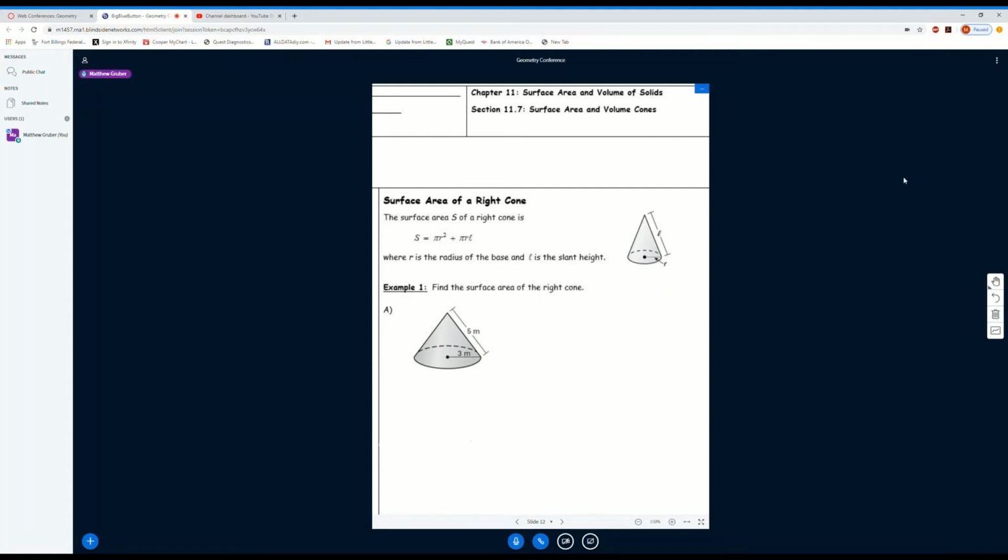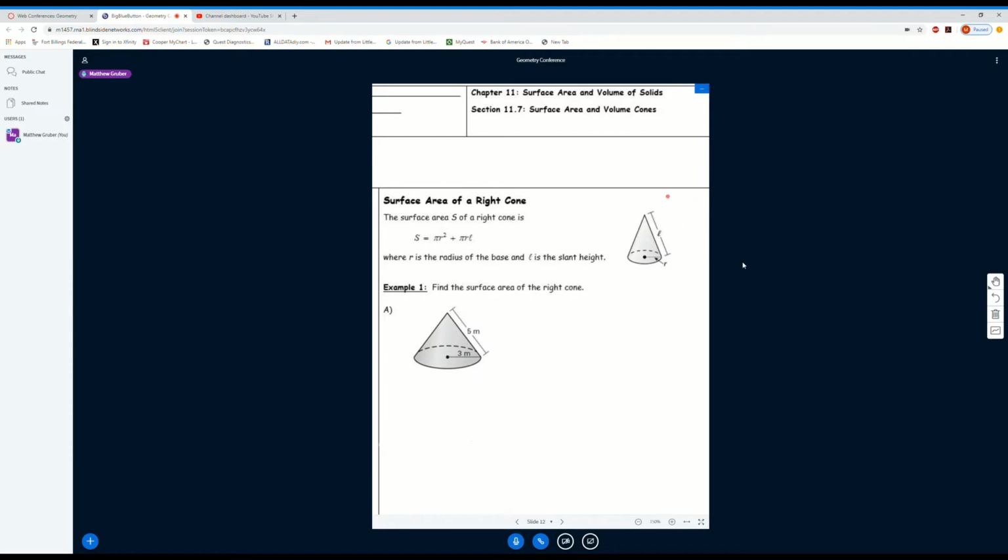Sections 11.7 and 11.8. We're doing an abbreviated version of these sections, just going over some basic concepts here, but this is it. We've reached the end. This is the last we're doing this year. Here we go. Let's talk about the surface area of a right cone.